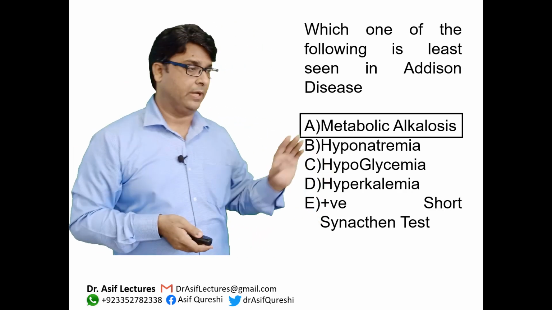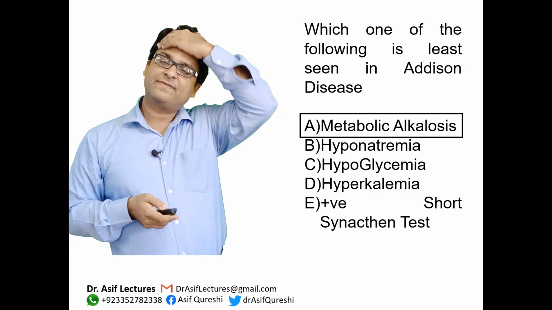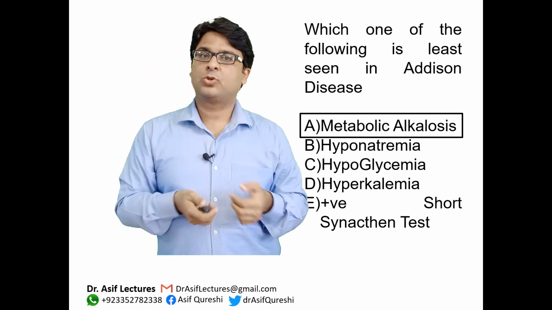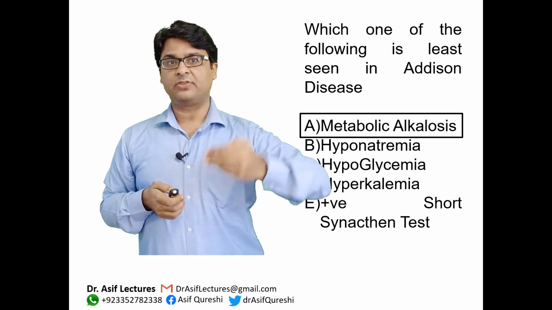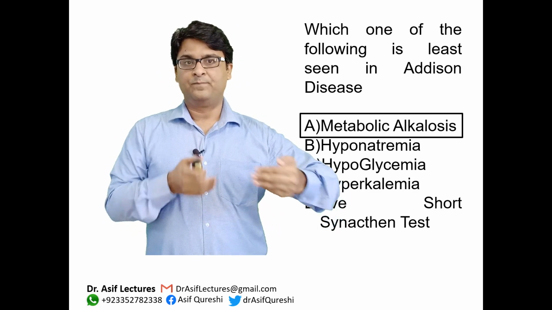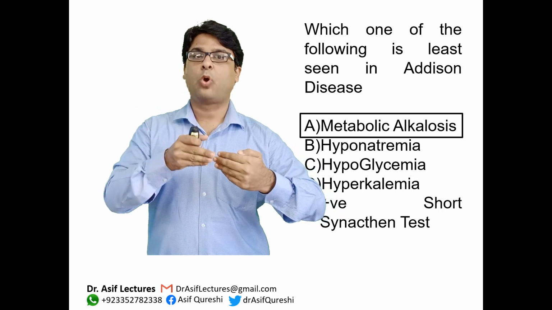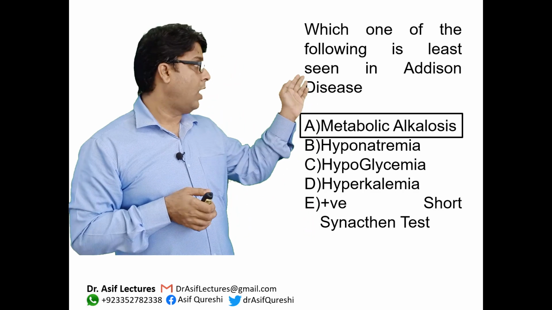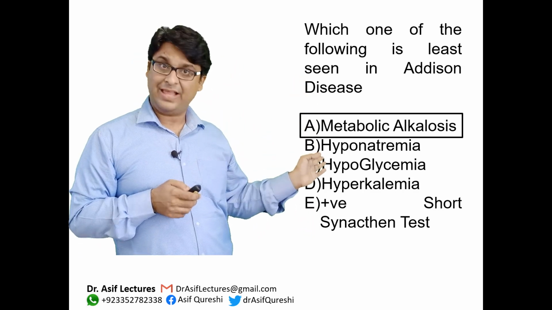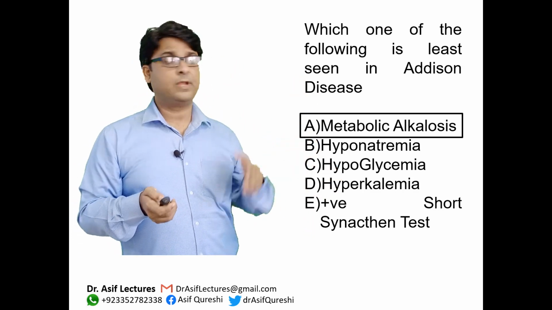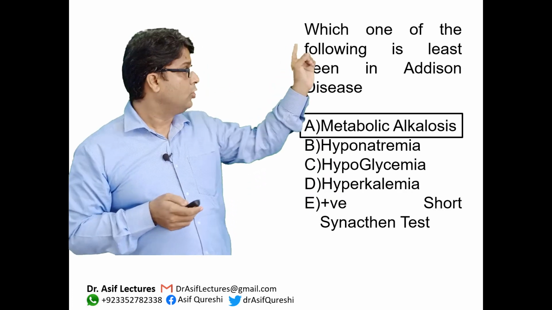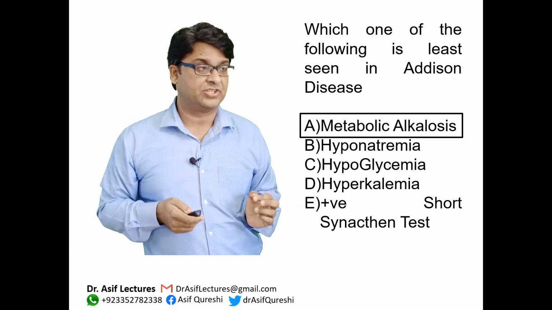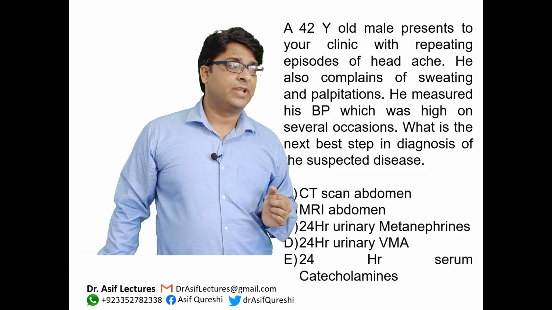So hyperkalemia will happen. And a positive short synacthen test, yes, this will happen. If in this patient you give an intramuscular injection of ACTH at 0 minutes and 30 minutes, if you check later on, cortisol levels will rise, which is called a positive short synacthen test. This will happen, okay? So all options from B through to E will happen, but the least likely to happen is metabolic alkalosis, okay? So metabolic alkalosis, option A, is the right answer because this will not happen in Addison disease. Let's go to the next question.